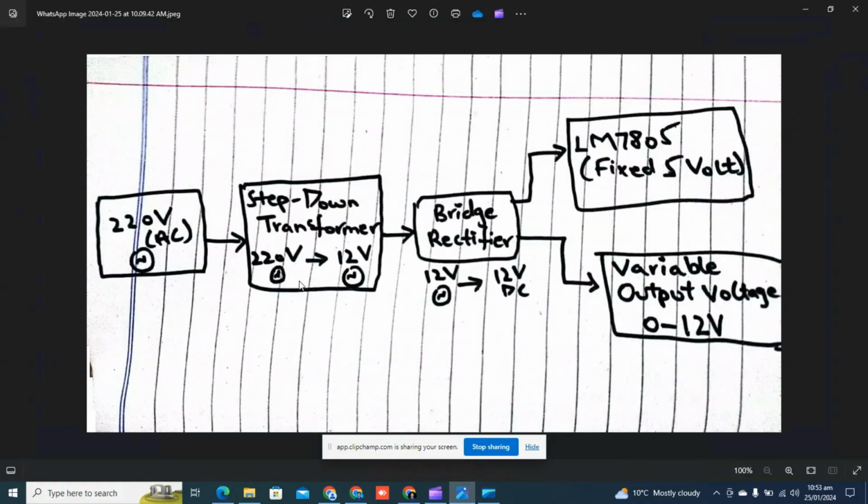Assalamu alaikum friends. Today we are making the circuit from 220 volts AC alternating current to 5 volts fixed DC and 0 to 12 volts variable DC. And we are using the basic mechanism here in this circuit, the rectifier circuit, which converts the AC signal into DC signals. So let us discuss the functionality of this circuit.